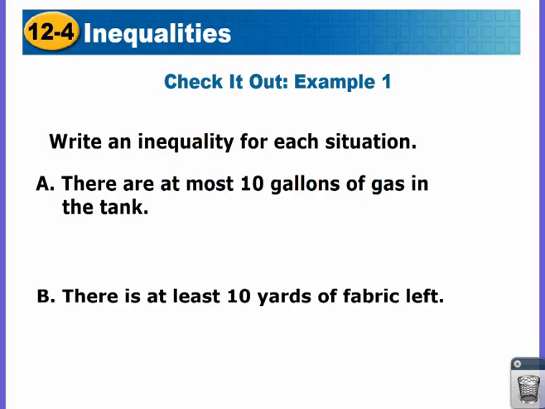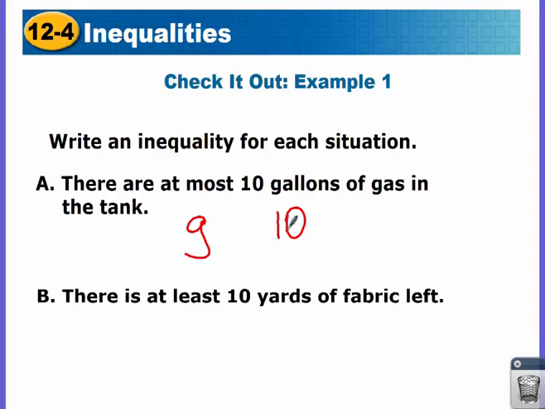Okay, let's see how you did. So A says, there are at most 10 gallons of gas in the tank. Okay, so I'm going to use G for my variable. I'm going to use 10 as my number. And the variable, it makes no difference which one you chose. I just chose G because it was about gallons or about gas.